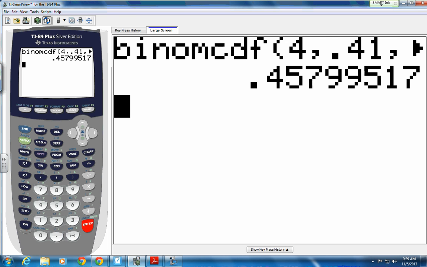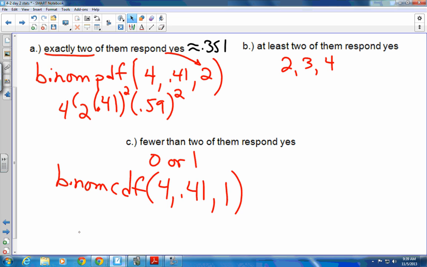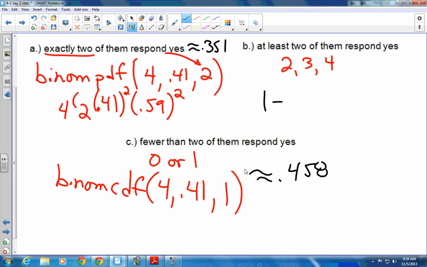And what's it really doing? It's going to add 0 and 1 together. And so that is the answer for which problem? That's C. Okay. So it's about 0.458, I guess if we round to 45.8, right? Everybody ready with that? So 45.8 is what we're going to say, or 0.458. This one's about 0.458. So to get this, it's really 1 minus that binomial, right?